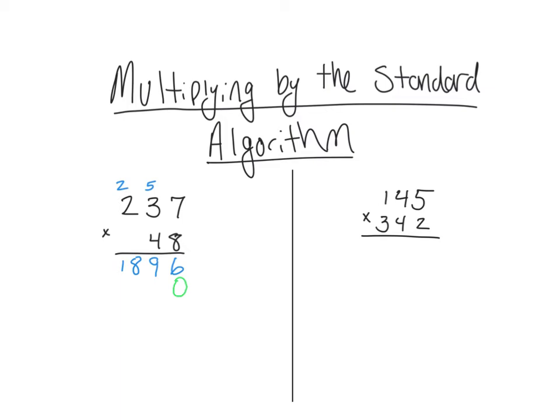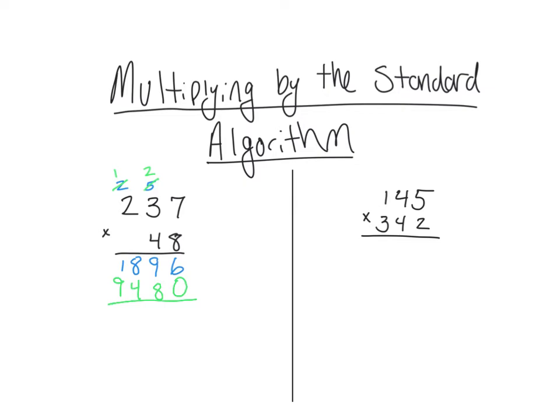Okay, now I'm going to do 4 times 7, which is 28. So I'm going to put down the 8 and regroup the 2. I don't need that 5 anymore, so I can cross it out. 4 times 3 is 12, plus 2 more is 14. I'm going to put down the 4, regroup the 1. 4 times 2 is 8, plus 1 is 9.